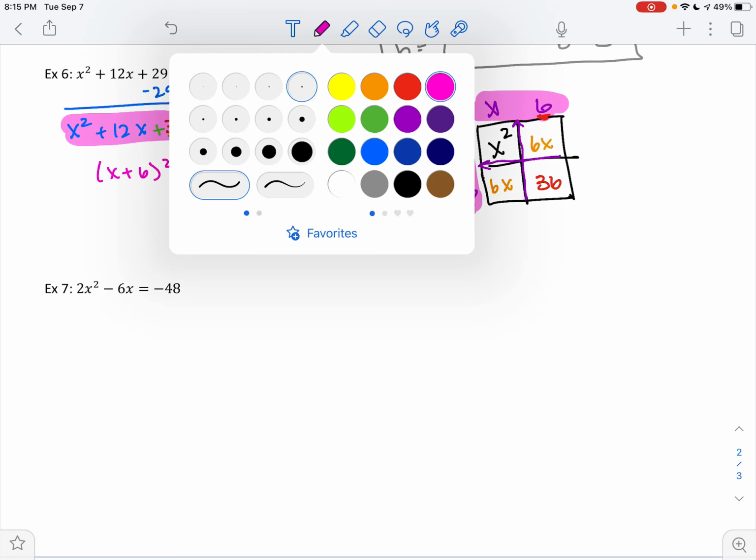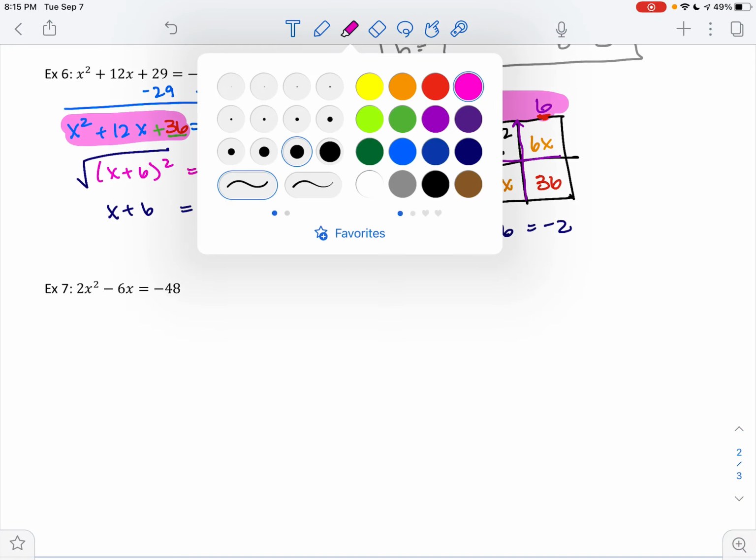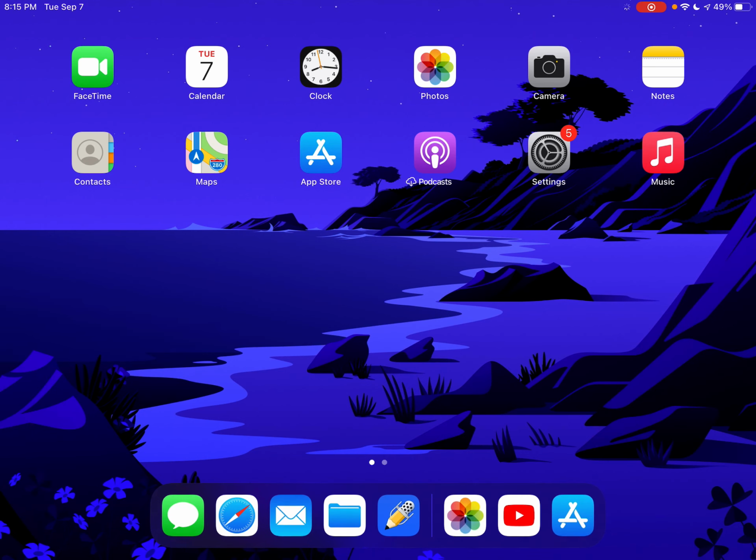To undo a square, I'm going to take the square root. The square root undoes a square, and that leaves me with x plus 6. And the square root of 4 is plus or minus 2. So from here, I have two equations that I can solve. X plus 6 equals positive 2, and x plus 6 equals negative 2.